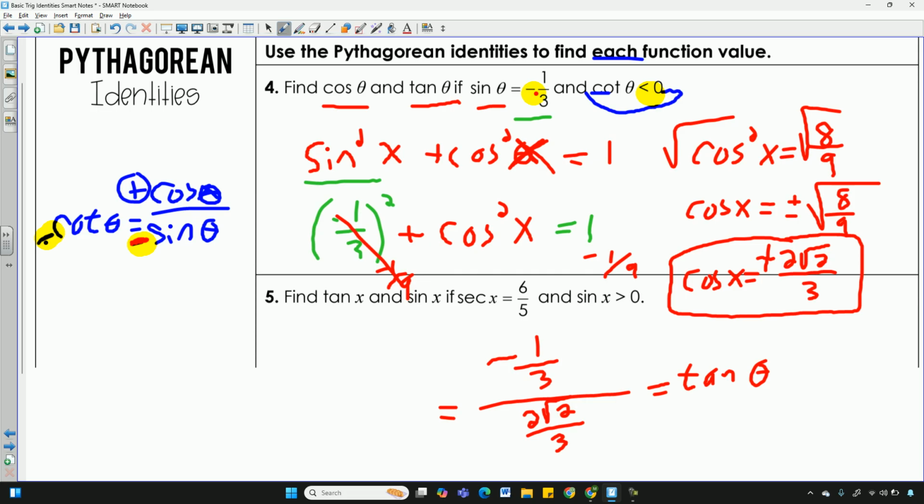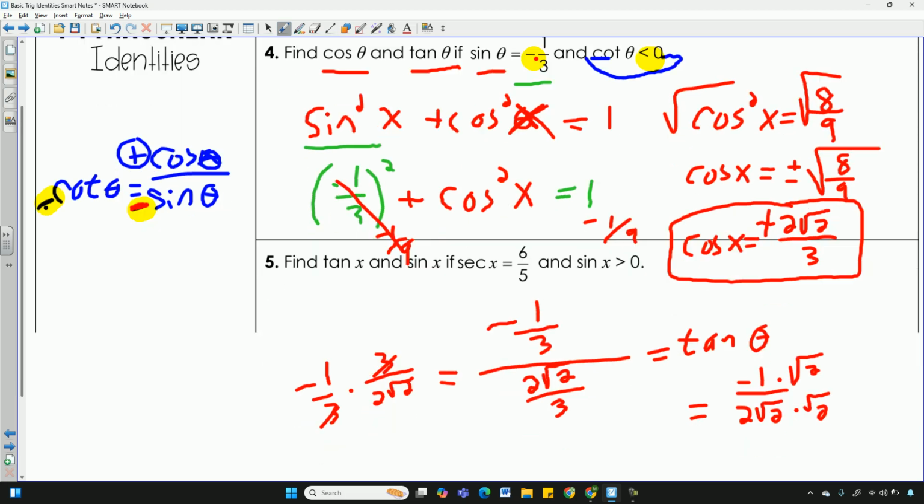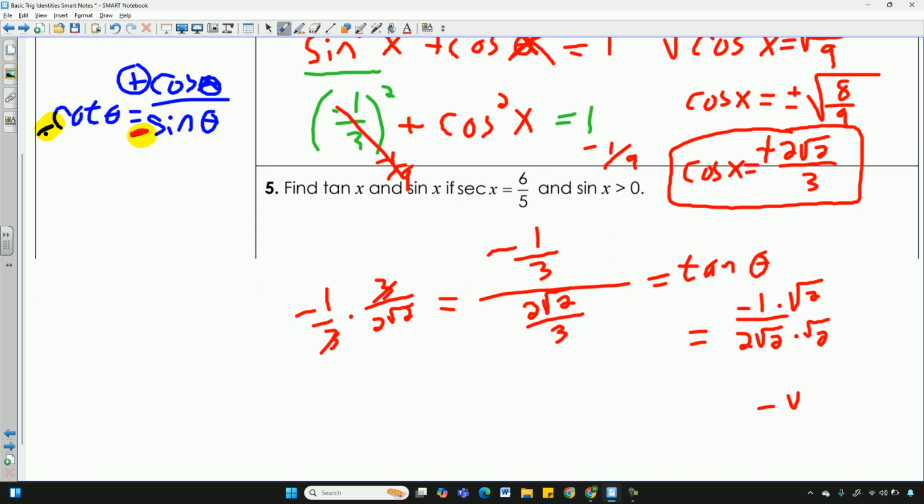And that would be, I guess, negative a third times 3 over 2 root 2. Cancel, cancel. I'm kind of going all over the place, sorry. And that's negative 1 over 2 root 2. And we'll rationalize for good measure. And when we finally rationalize this, we get negative root 2 over 4. 2 times 2. So negative root 2 over 4 should be tangent of theta.